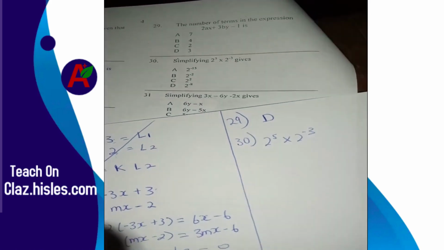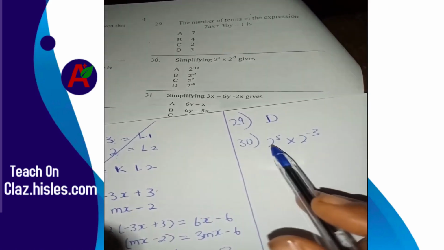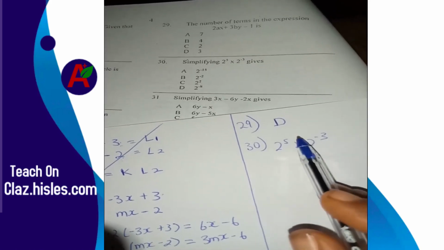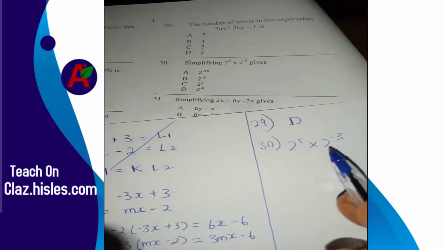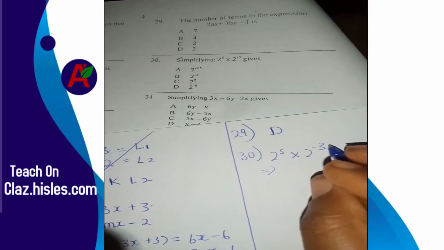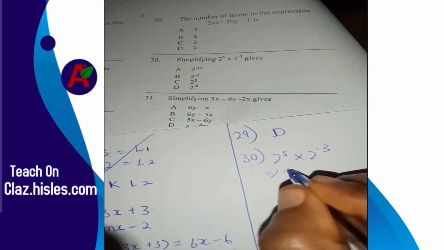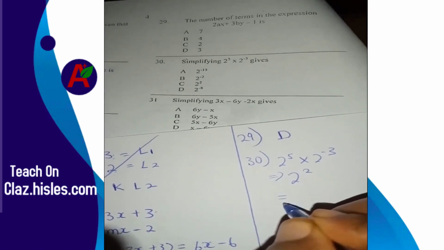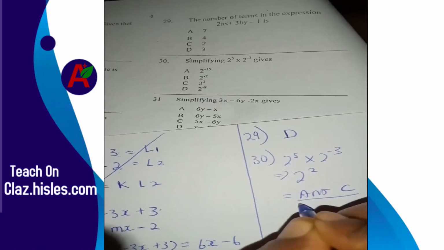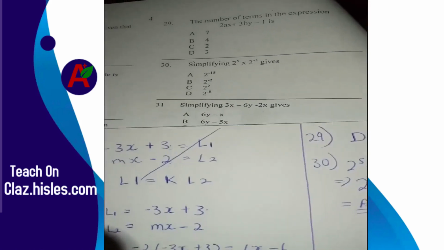In the law of indices, whenever the bases of our exponents are the same, we can use addition of the powers to solve this multiplication. So this will be 5 minus 3, that would be 2. So the answer is 2 to the power 2. So the answer to number 30 is C. That's in the simple law of indices. I think this is the first law of indices.